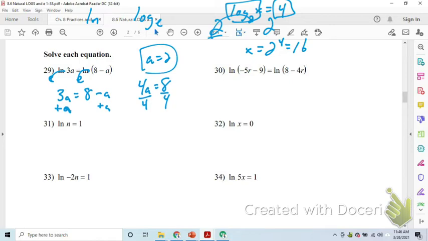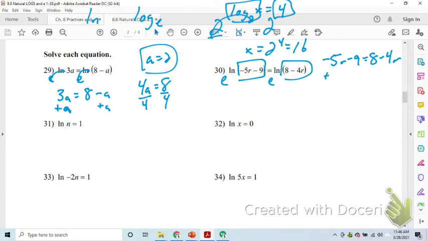Awesome. Then, ladies and gentlemen, I'm going to do the same thing over here. But here, if you just have natural log and natural log, you could really just set those 2 equal to each other, which is what I'm going to do. So negative 5r minus 9 is equal to 8 minus 4r. So we're just solving that equation.